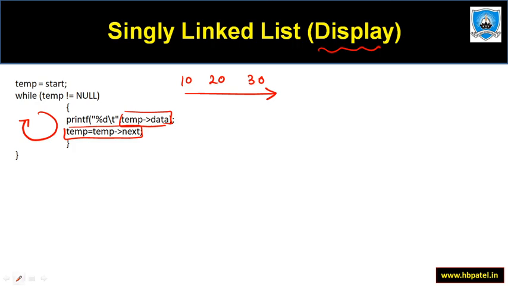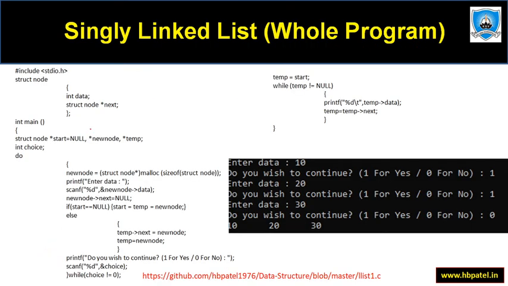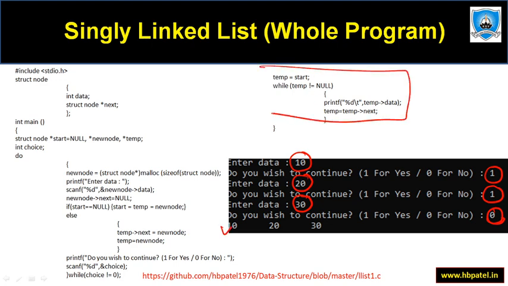So these three different modules, if I combine them together, this is my structure definition, then this is my loop, and this is my printing part. Alright, so this will be the output. Enter data. First I enter 10, then it asks, do you wish to continue? Yes, 1 for yes. Then if I enter 20, it will ask, do you wish to continue? Yes. Then if I enter 30, it will ask, do you wish to continue? No, 0 for no. Then this particular logic will print 10, 20, 30. So this will be the output.